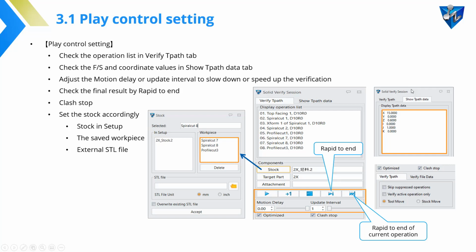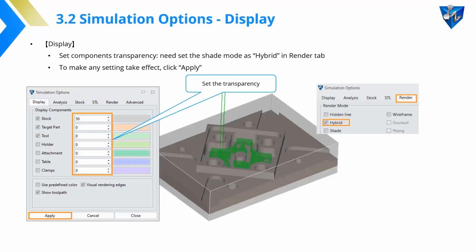We can also change the stock. There are three ways to set. We can use the stock that we created in the setup, or we can use the workpiece that saved during the solid verify, or even we can read the outside STL file. Besides that, we can set the simulation options to control the display, analyze the result, and also save the result for later use. First is about display tab.